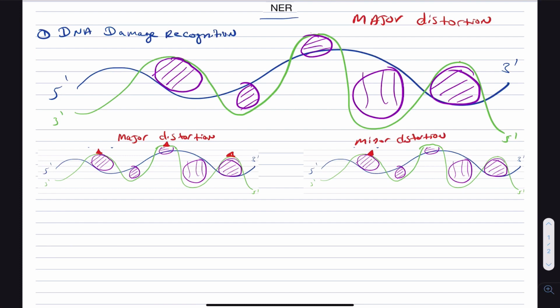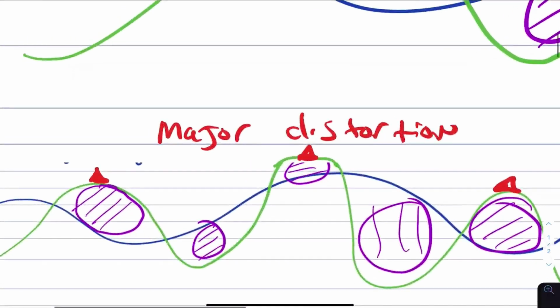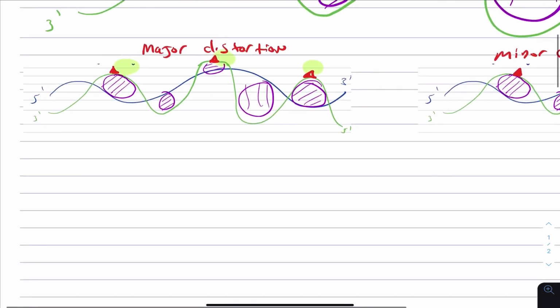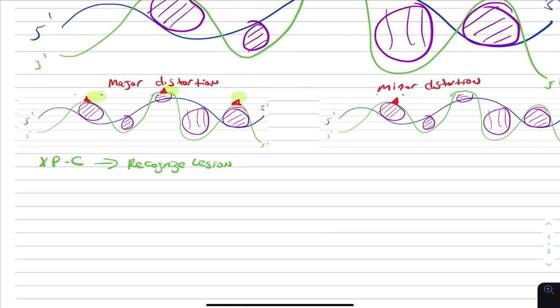So now that we have that, how are we going to recognize these areas? How do we know where the bad part is? What has to happen for that? This is what the first step involves: the recognition of these lesions. For the major distortions, we have the protein called the XPC protein, and this is what's going to recognize the lesion. Remember, this is for the major distortion.